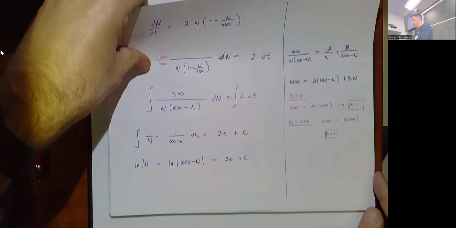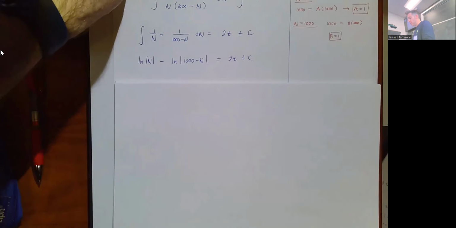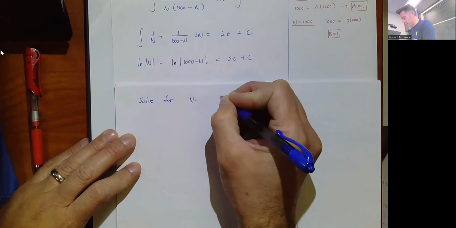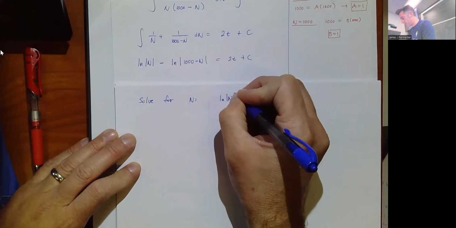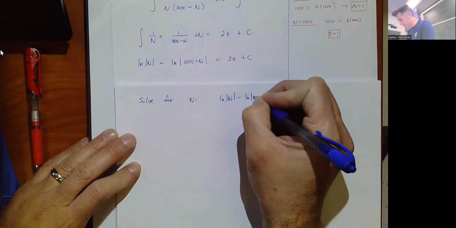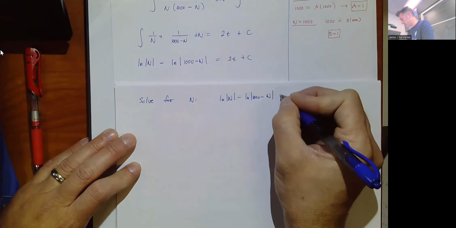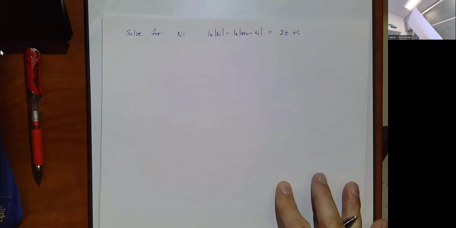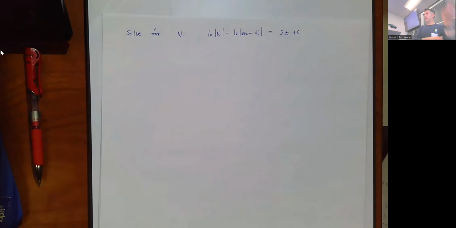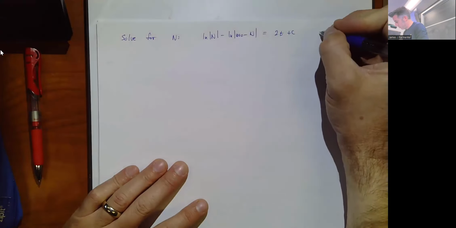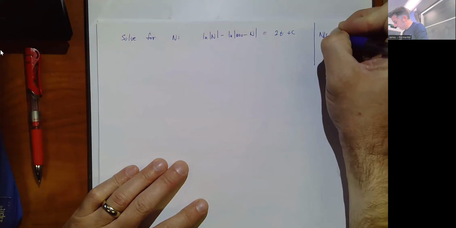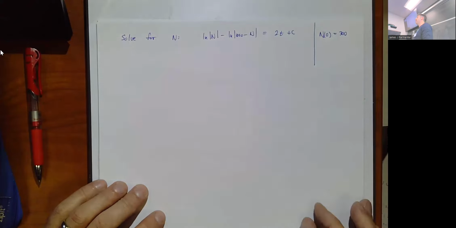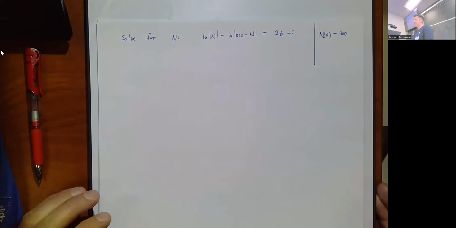All right, let's get ourselves a new piece of paper because it gets a little bit gross. So I want to solve for n. And in the end, actually, let's throw it in right now, equal to 2t plus c. And also, let's give ourselves an initial condition just so we can practice solving for that as well. So let's say that at time equal to 0, we have 300 ducks.